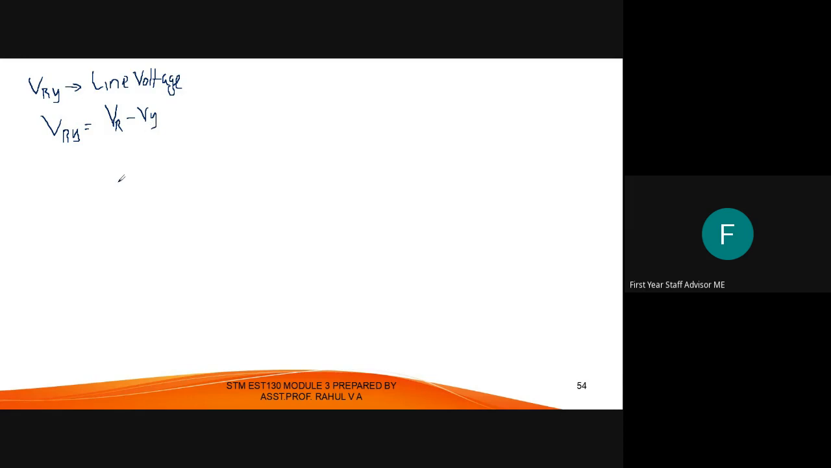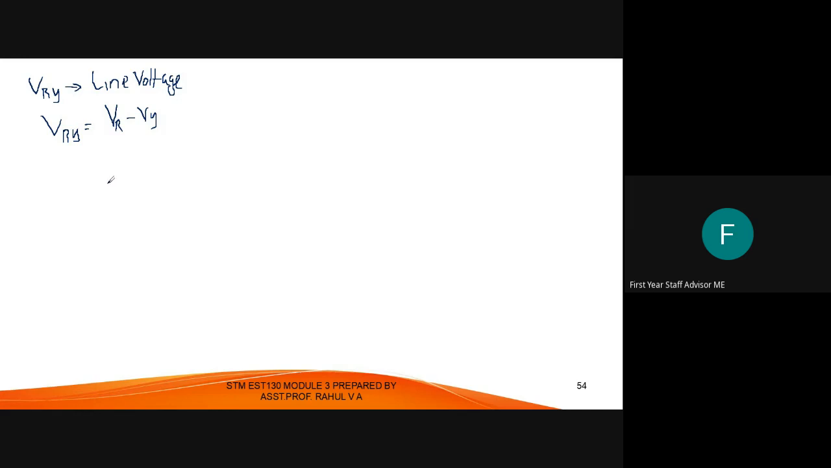So line voltage means the potential difference between two lines. For this case, I am taking VRY. VRY is the potential difference between VR and VY. So VR minus VY.